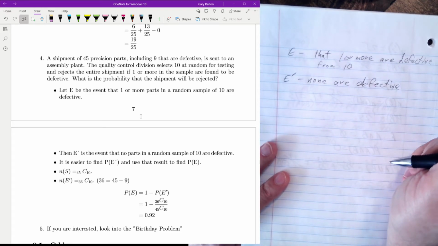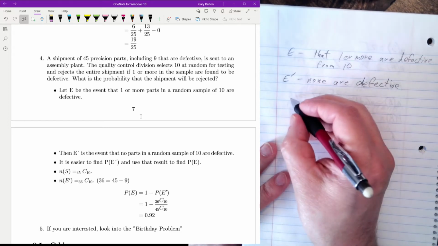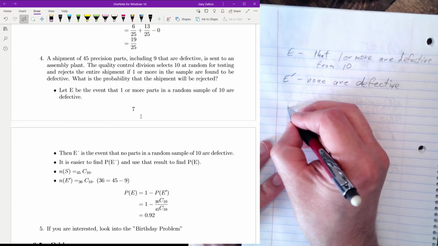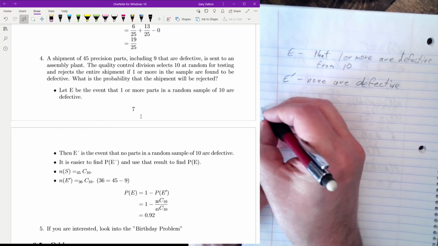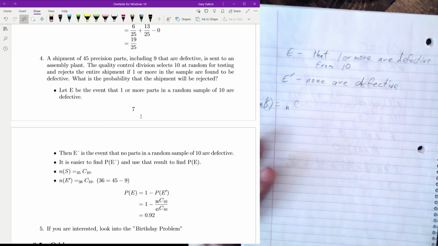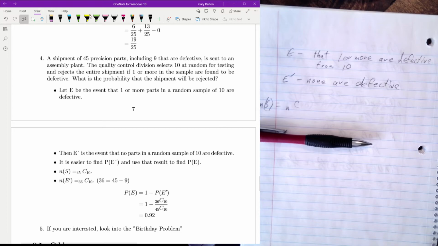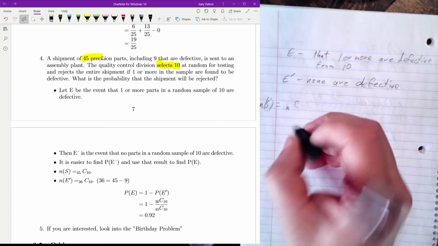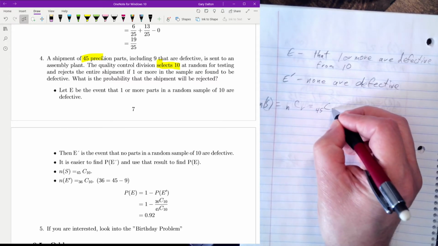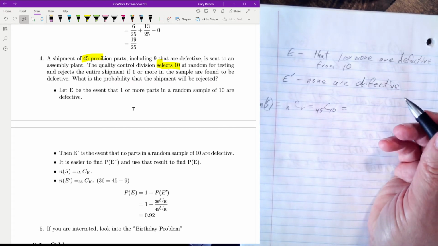Okay, so we have a sample space, and our sample space is choosing 10. So N of S. We're choosing 10 from 45. So N of S is equal to 45 choose 10, and that's a number.